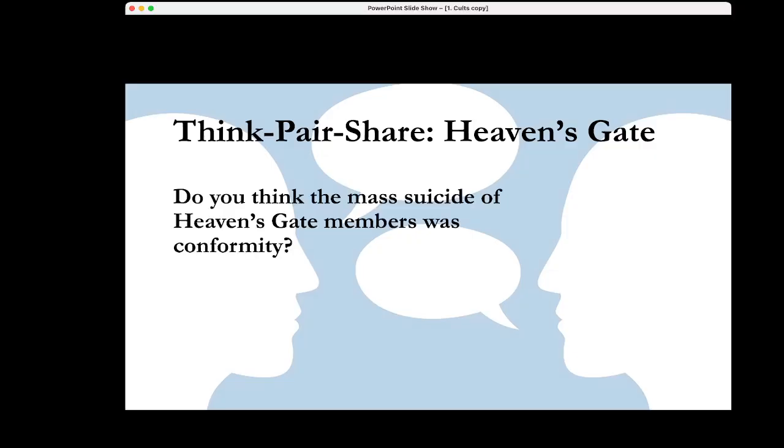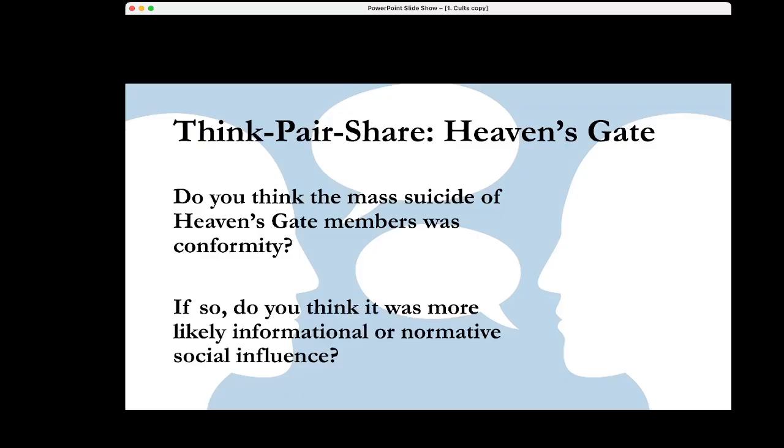Heaven's Gate. Think, peer, share. Did they think it was the mass suicide? It's such a bizarre thing. Why did they do it? Was this conformity? Was it informational? Were they like, do I go along? Do I not? Or like, I don't want to seem like I'm weird. And this is a really good example where I think the students might go, not really. Would you kill yourself just because everyone else was doing it? That classic, if mum said, well, so-and-so jumped off a bridge, would you?